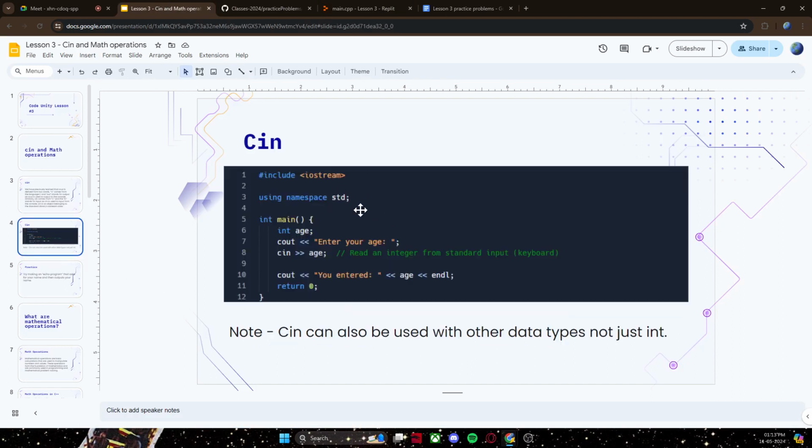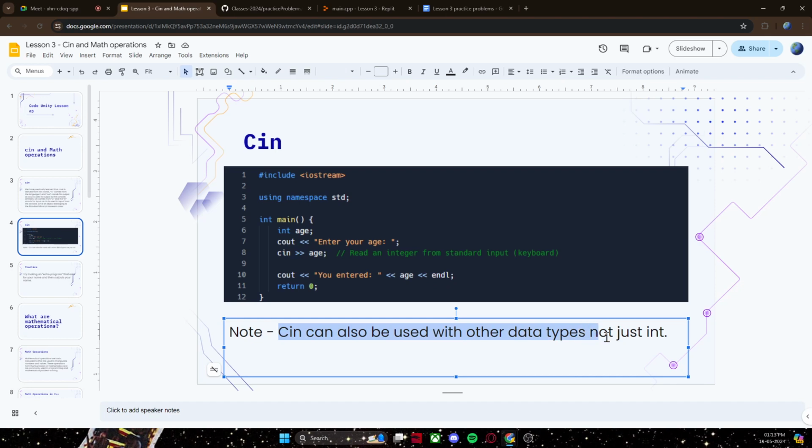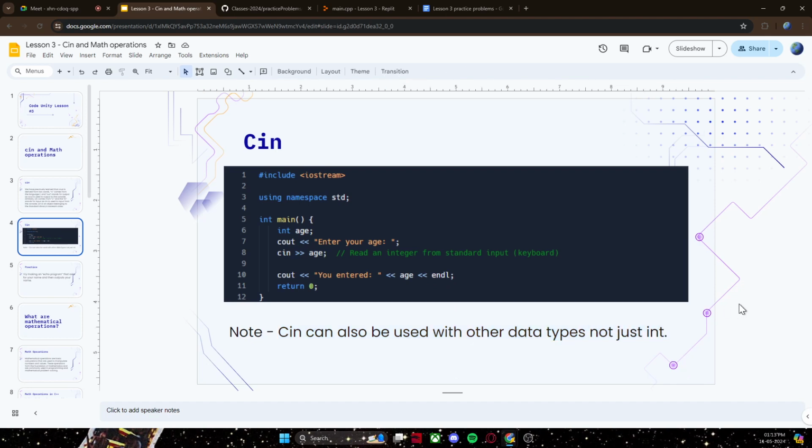Alright, so here's an example of cin. You're making an integer variable called age, and then you're asking the user to input their age, and they're going to input their age, and you're storing whatever value they input into age, the variable you created, and then you just output that again. And then we have a note that cin can also be used for other data types, not just integers. It could be used for strings, chars, doubles, anything you want.